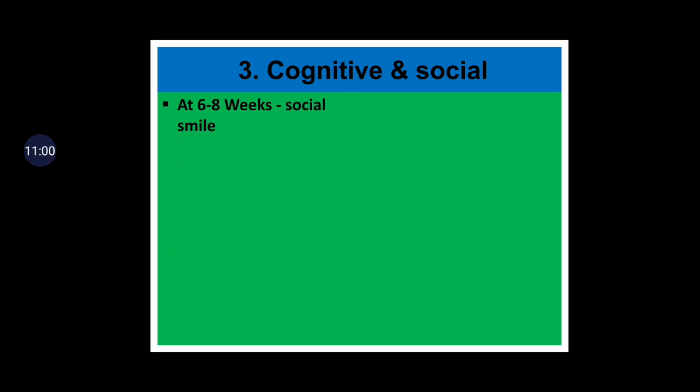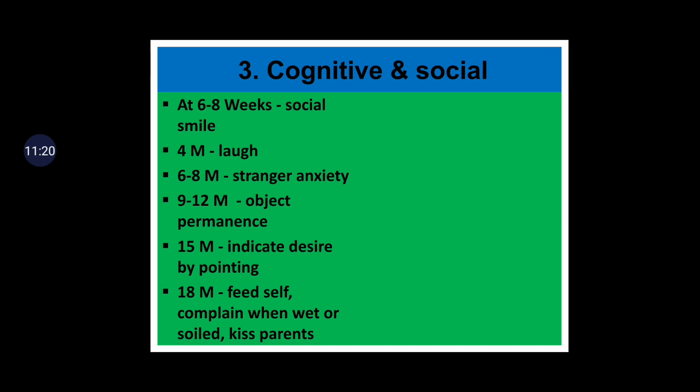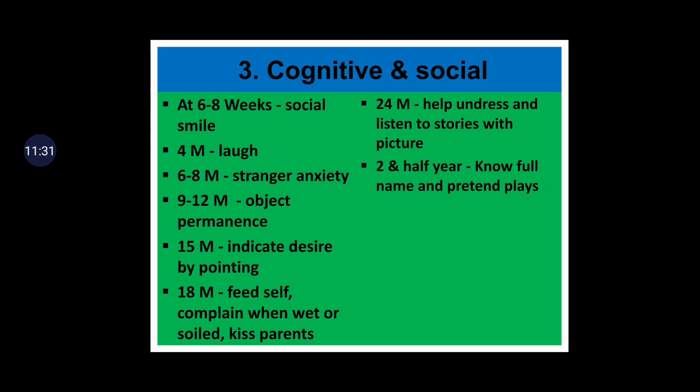At 6 to 8 weeks, they develop social smile. At 4 months, they can laugh. At 6 to 8 months, they develop stranger anxiety. At 9 to 12 months, they know object permanence. At 15 months, they indicate their desire by pointing. At 18 months, they can feed, complain when wet or soiled, and kiss their parents. At 24 months, they help undress and listen to stories with pictures.